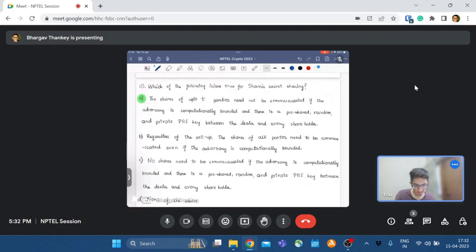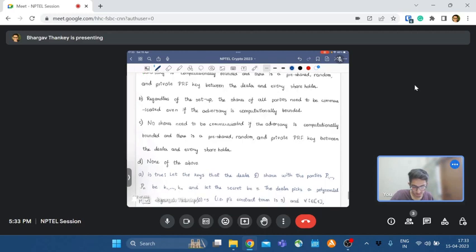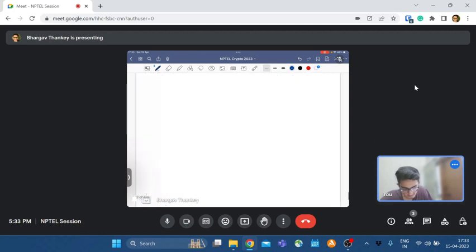What about B? Regardless of the setup, the shares of all parties need to be communicated, even if the adversary is computationally bounded. Well, this is false because there is a setup in option A where you don't need to communicate all shares. You just need to communicate n minus t shares. What about option C? No shares need to be communicated if the adversary is computationally bounded and there is a pre-shared random and private PRF key between the dealer and every shareholder. Well, this is also false because again it would boil down to correctness. So C is false.